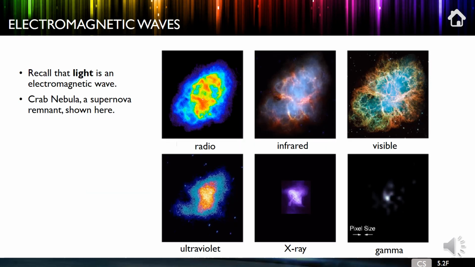Lastly then, astronomy uses the whole of the electromagnetic spectrum, and so this is the same remnant. This is a supernova, an exploded star that's now thousands of years old, but we can still learn a lot from it. You can see how different it looks and how different aspects of it are being revealed by looking at the different parts of the EM spectrum.